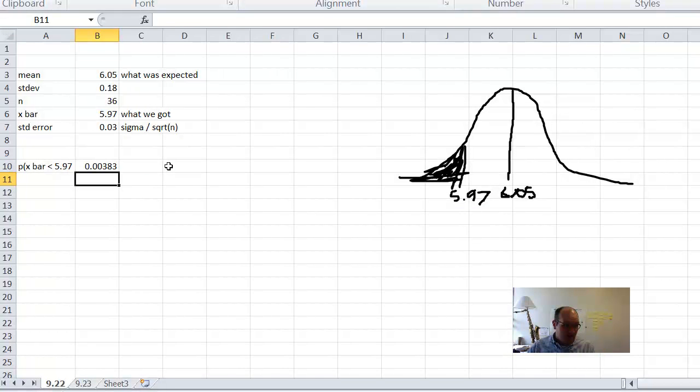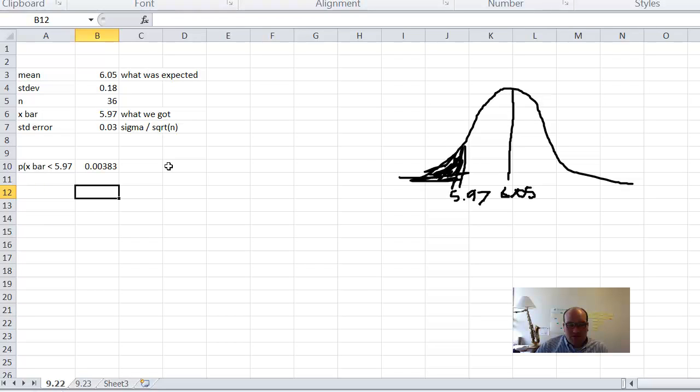Alright, so 0.0038, so pretty small, if that was the case. So let's see. That was part A. Part B. Suppose that you ran a sample of 36 cans of salmon to produce a mean weight of less than 5.97 ounces. Comment on a statement made by the manufacturer. So what would we say if we got this result?